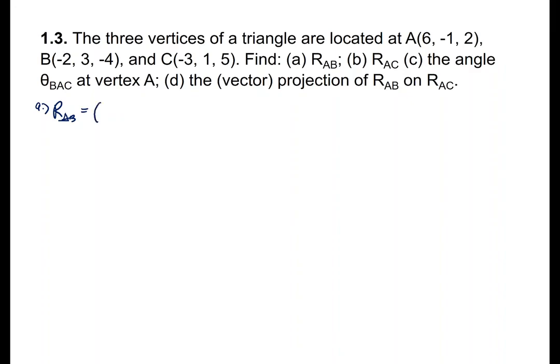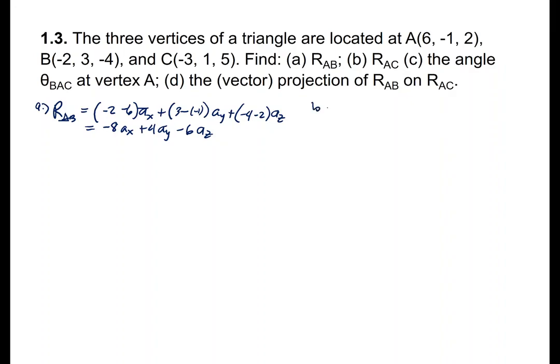So you have negative 2 minus 6 for your AX, then plus 3 minus negative 1. You can also write it this way so that you will not forget. And then plus AZ, so you have negative 4 minus 2. This is therefore equal to negative 8 AX, 3 plus 1 so that's 4 AY, and negative 4 minus 2 is negative 6 AZ. So that's the vector, since the problem didn't ask for cylindrical or spherical coordinates.